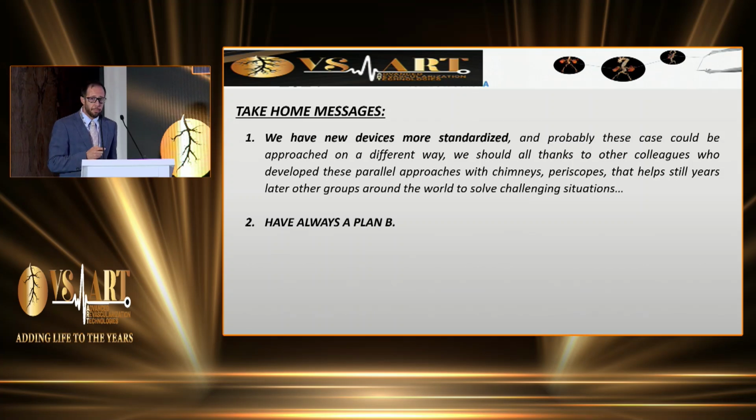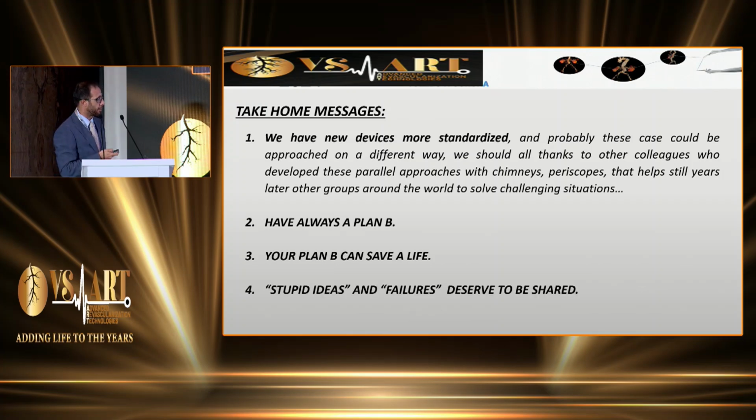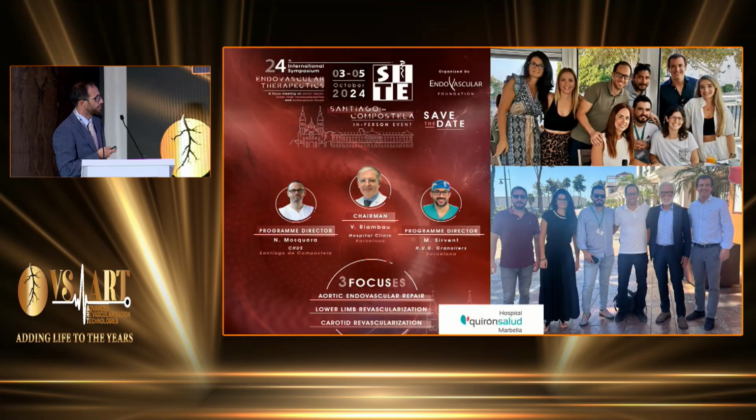Always have a plan B in mind for complex EVAR. Even if your planning seems to be perfect, you need to have a plan B, because your plan B is what saves lives many times, and you have to have in your stock a lot of covered stents and different devices. And stupid ideas or failures like I have here need to be shared with the community, because we all need to improve with these complex thoracoabdominal aortic aneurysms.